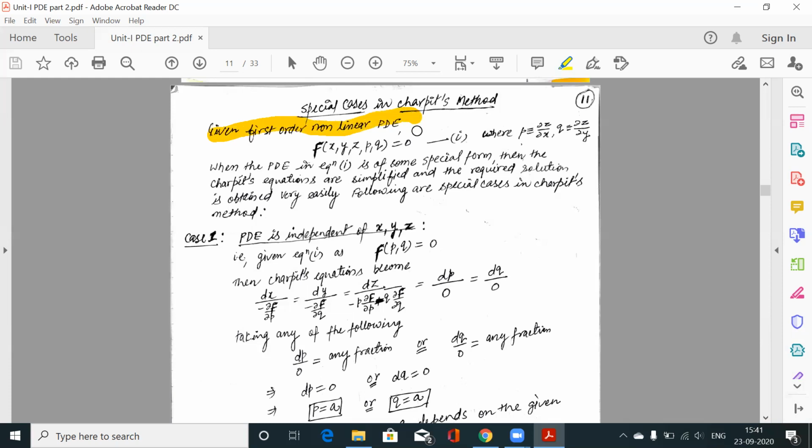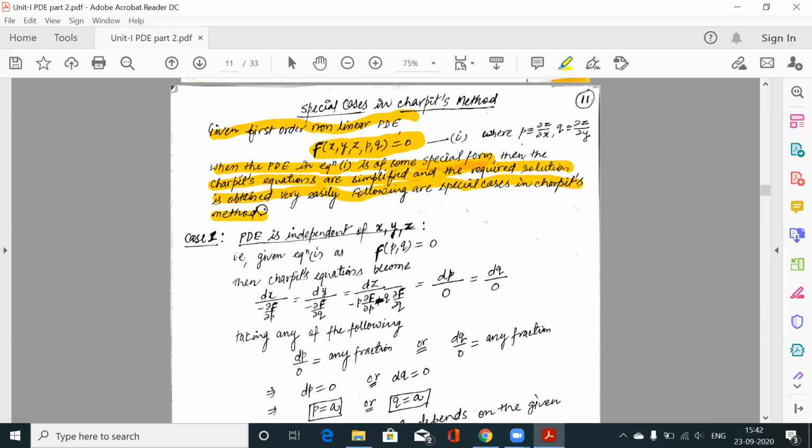Given a first order nonlinear PDE, this is our given equation, which is nonlinear and first order. When this PDE, which is equation 1, is of some special form, and we will discuss what those forms are in a few seconds, then the Charpit equations, meaning the auxiliary equations, are simplified and the required solution is obtained very easily. Following are the special cases in Charpit's method.